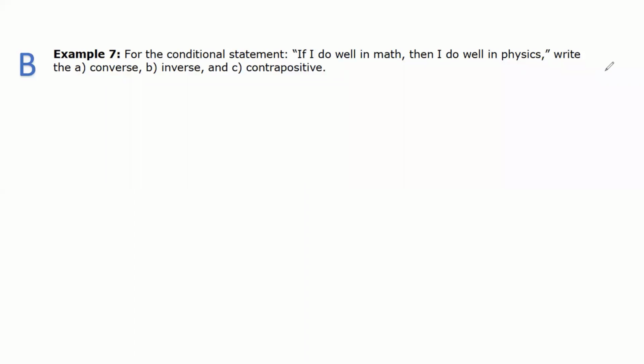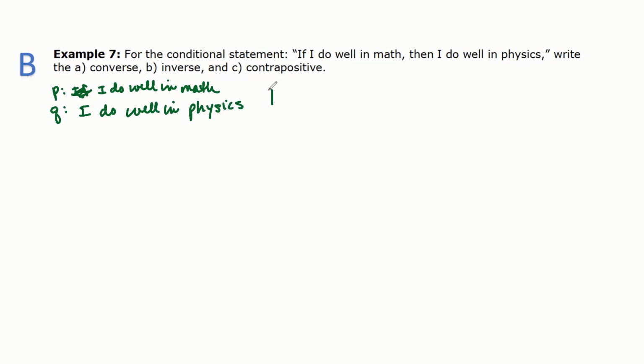So the second example 7, example 7B: for the conditional statement, if I do well in math, then I do well in physics, write the converse, the inverse, and the contrapositive. So let's write our statement first. P, I do well in math. Q, I do well in physics. So we have P implies Q, or if P, then Q.